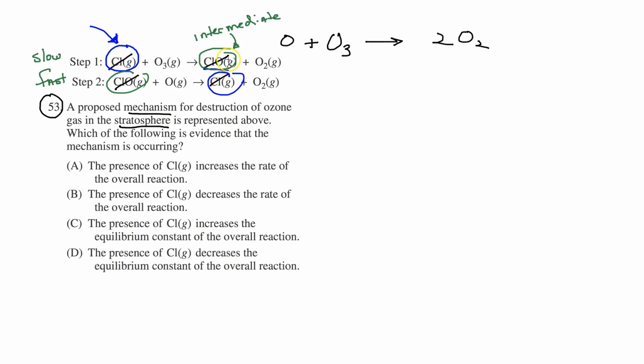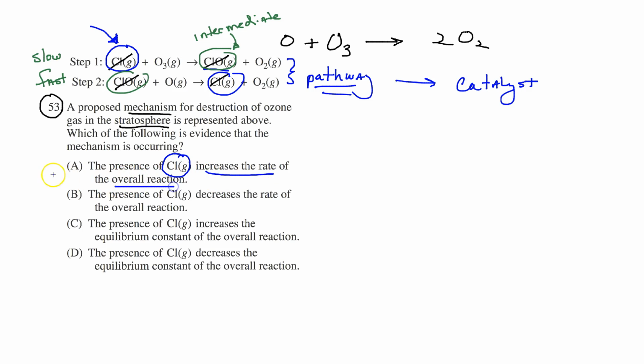Usually it's how it works, but the bottom line in this question is that what starts and creates this intermediate, and thus creates this pathway, what creates the pathway is the catalyst. And a catalyst can be identified as something that is in the reactant side of one and then the product side. Catalysts never get consumed, they get produced. So the presence of the chlorine, which is the catalyst, increases the rate of the overall reaction.